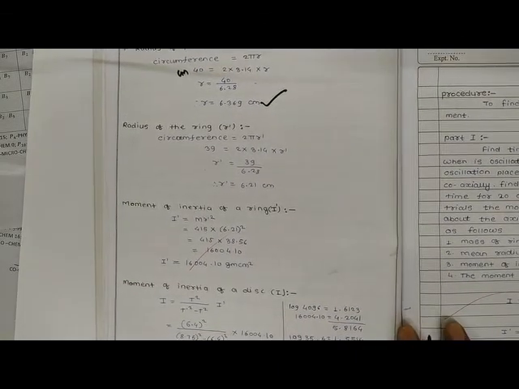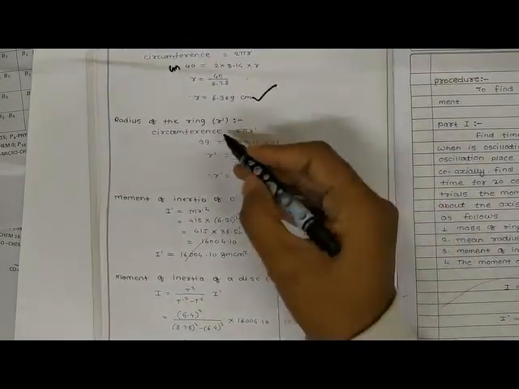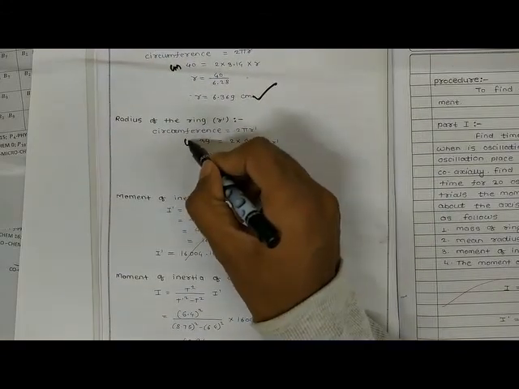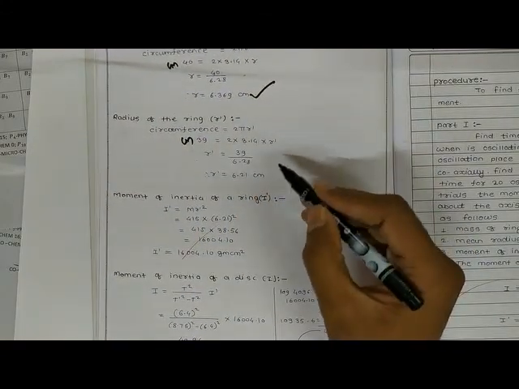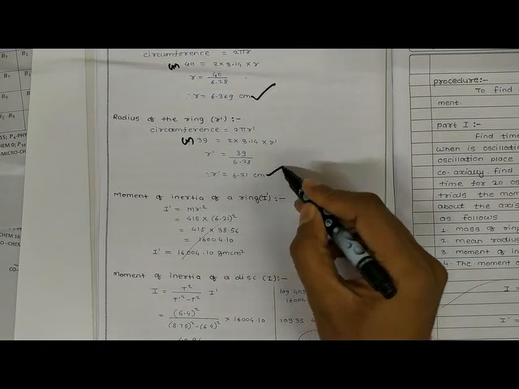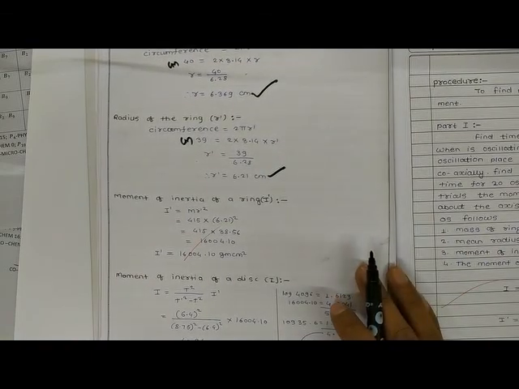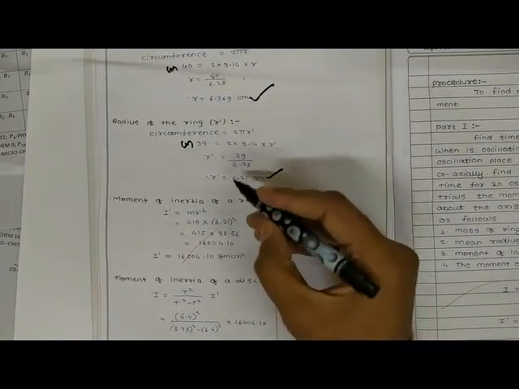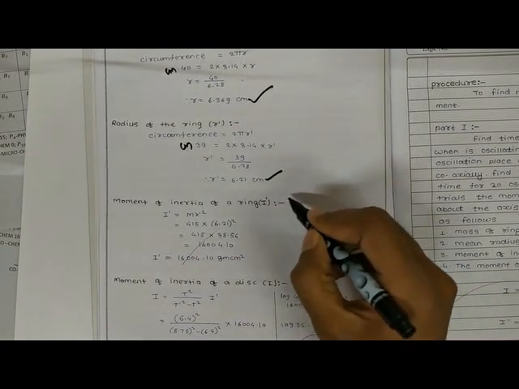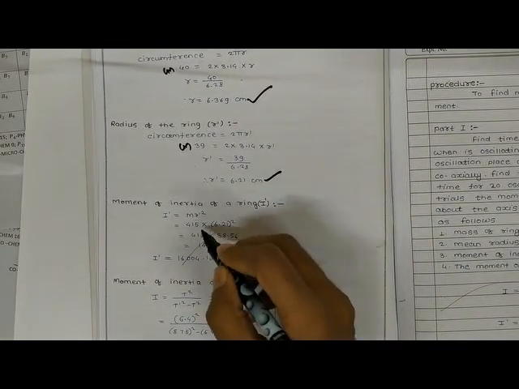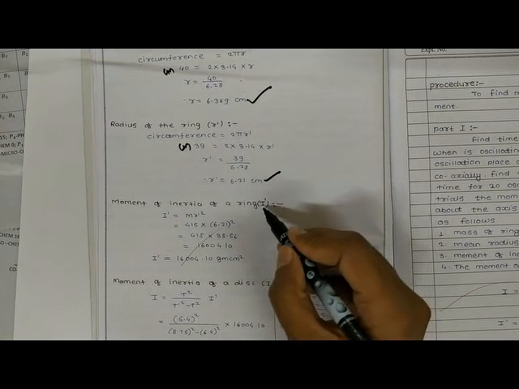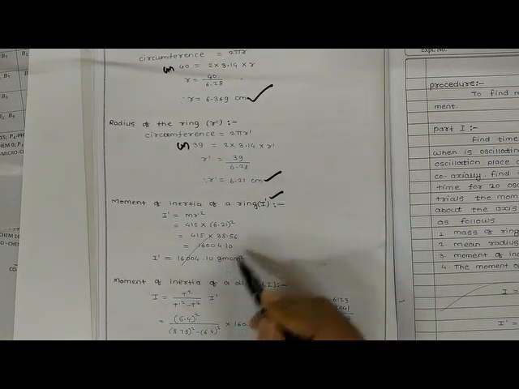Okay. Now radius of the ring, for the ring also we will keep the same procedure to find the radius. What we will do is again find the circumference, and its circumference is found to be 39 centimeter, and from that we got the radius of the ring is 6.21. Now once you got the radius of the ring and the mass of the ring is known to us, 450 gram, just substitute in the moment of inertia formula and get the moment of inertia of the ring. So this is the moment of inertia I dash of the ring.